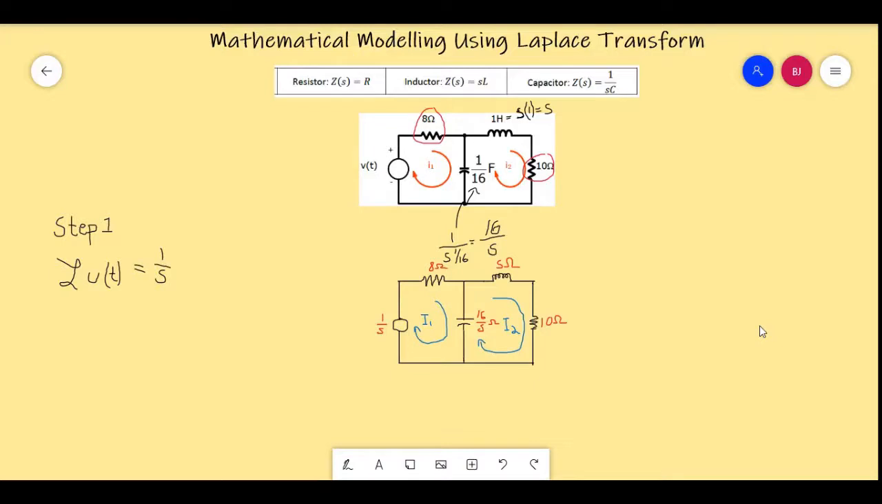After converting the components into their frequency domain using Laplace transform, I will redraw the circuit, giving it the new values for the frequency domain. So we have 1 over S for the voltage source, 16 over S for the capacitor, and S ohms for the inductor. The resistances were not changed, so there are still 8 ohms and 10 ohms respectively.